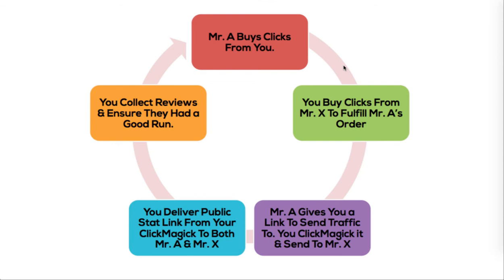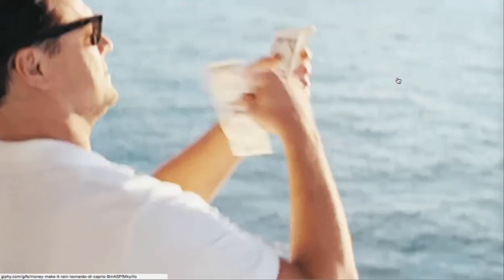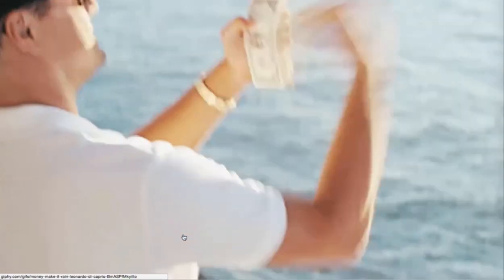That's it for this video. This has been a long video. And in the next video, I'm going to show you how to generate your ClickMagick link. And that's it. That's all there is to reselling solo ads for a profit. Okay. So now you know how to make money. All right. I'm going to leave you with this GIF file, and I'll see you in the next video.